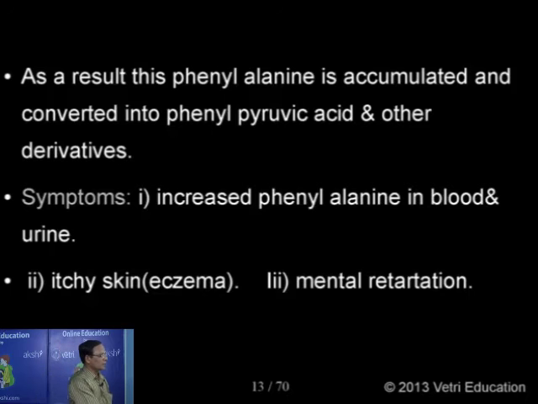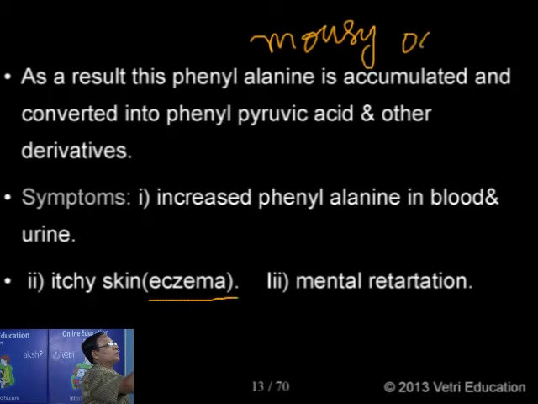And also we have an eczema condition, that is, itchy skin. There is mental retardation and hypopigmentation of the body, where the pigmentation is decreased. The persons also show a mousy odor, a smell like a rat, on the surface of the body. So itchy skin, mental retardation, increased phenylalanine in the blood, and hypopigmentation of the skin are some of the symptoms associated with phenylketonuria.